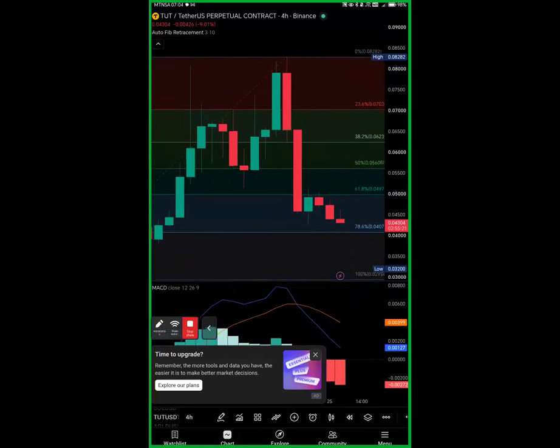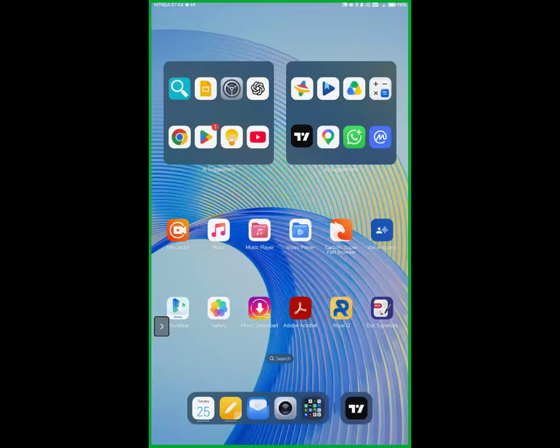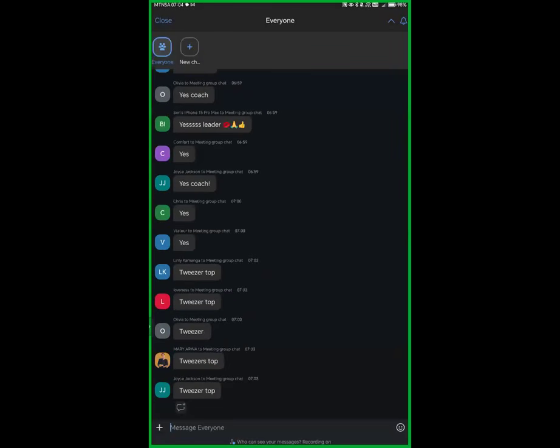What type of a chart pattern is this one? What type of a chart pattern is that one?